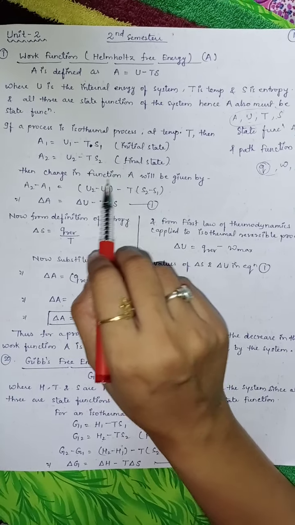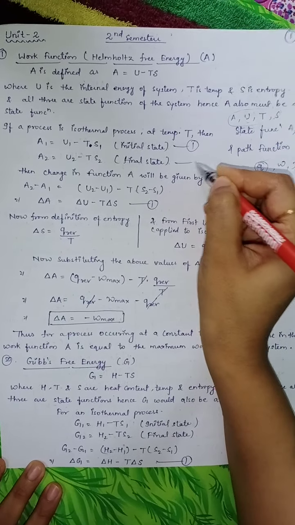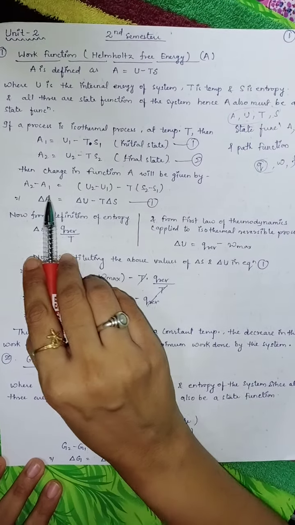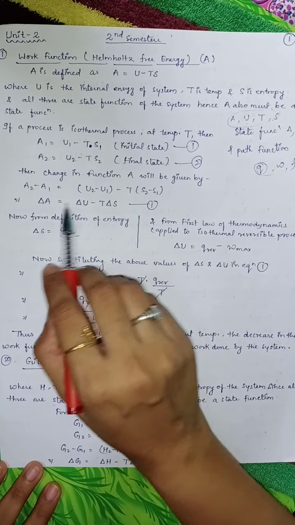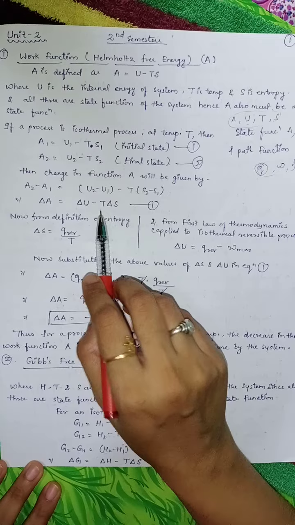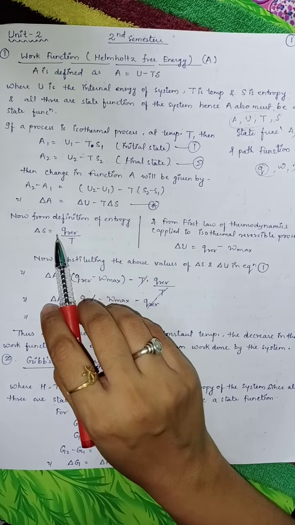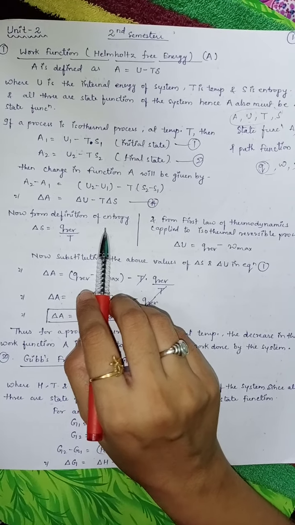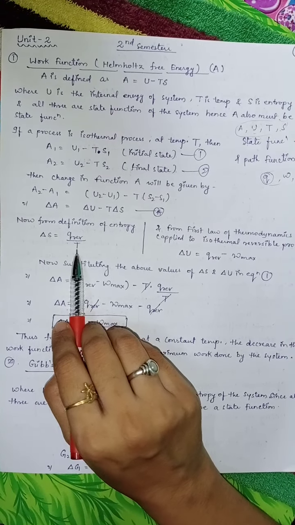It can be obtained by subtracting these two equations. This is equation 1 and this is equation 2, so you have to subtract equation 1 from equation 2. After finalizing this you will get del A equals del U minus T del S. Name it equation A. Now from the definition of entropy, which you have already learned in thermodynamics, you know that del S equals Q reversible by T.